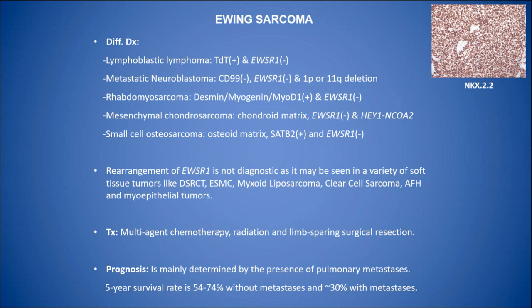Multi-agent chemotherapy, neoadjuvant chemotherapy with or without radiation, and limb-sparing surgical resection is the treatment of choice for Ewing sarcoma. With this modality, the 5-year survival rate has been remarkably improved, up to 74%, in cases that present without metastasis. The presence of pulmonary metastasis actually has an adverse impact on survival. Patients with pulmonary metastasis will have only about 30% survival.